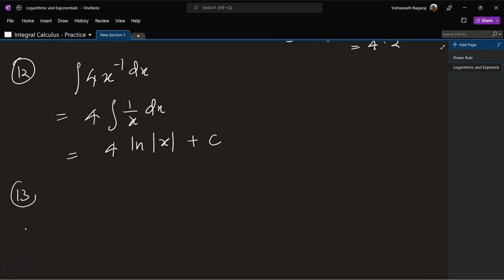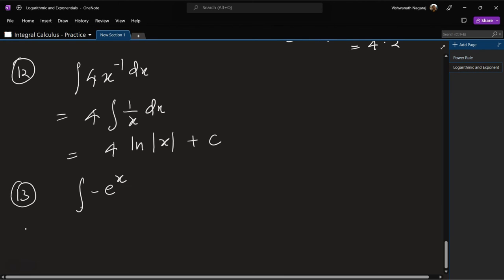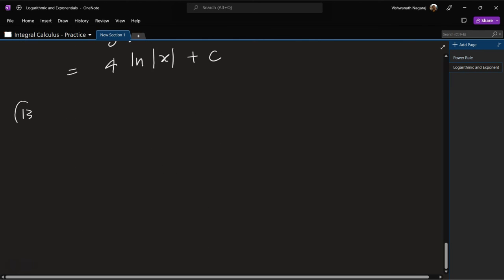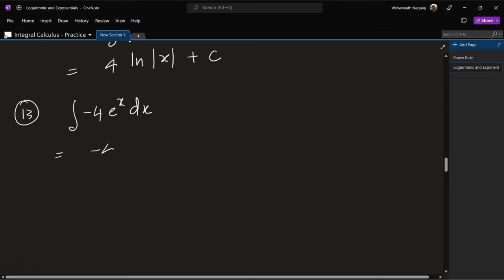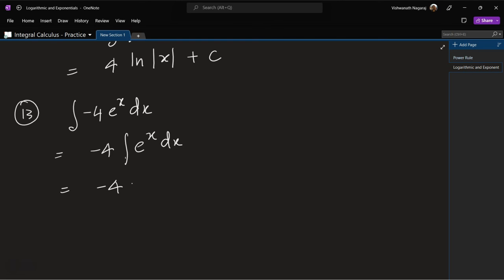Okay, 13th one. Integral of minus e to the power of x dx is equal to minus e to the power of x dx. The integral of e to the power of x is e to the power of x itself plus c. Okay, 13th one. Integral of minus 4 e to the power of x dx. Minus 4 we can take it out, so e to the power of x dx, and minus 4 times e to the power of x is e to the power of x. So e to the power of x plus c.